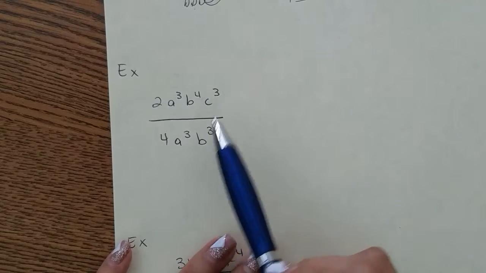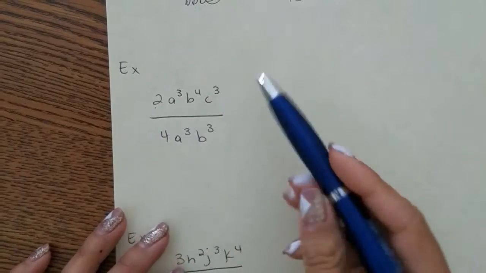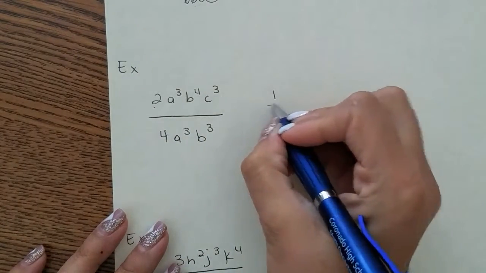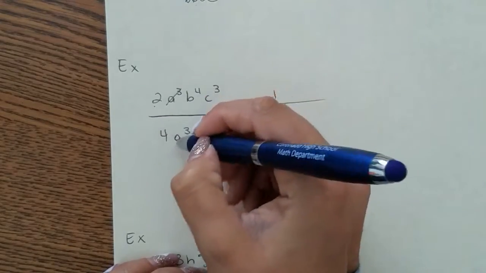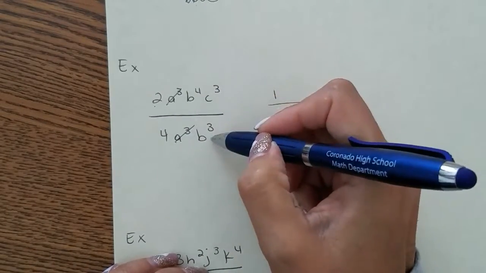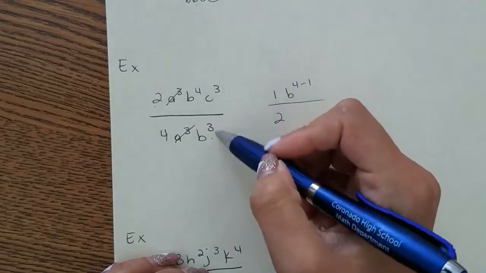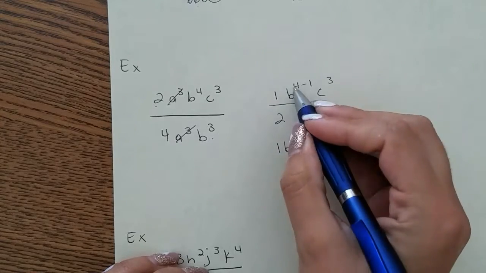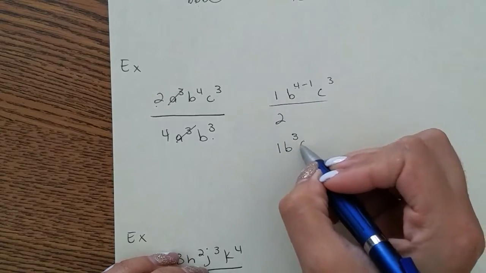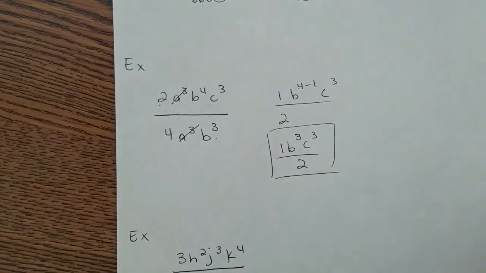We don't have the same amount of variables. I have a, b, c on top and only a, b on the bottom. 2 over 4 simplifies to 1/2. A cubed over a cubed goes to 1. b4 over b cubed, that's b to the 4 minus 1. And then there's only c cubed on the top. So that's 1. b4 minus 1 is 3. C cubed all over 2. Okay.